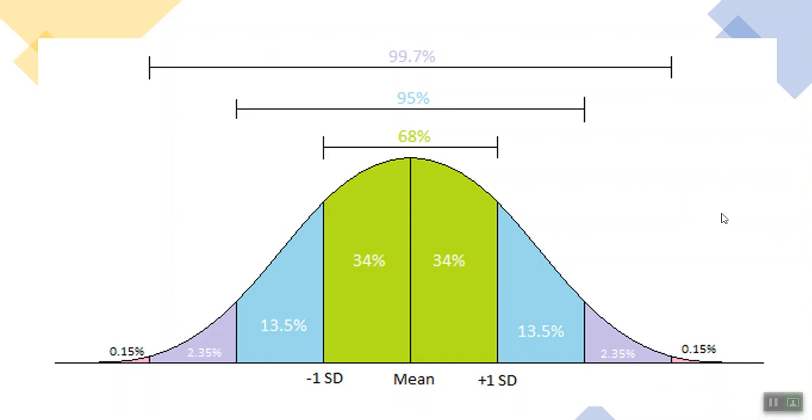And I would just say you need to start memorizing 68, 95, 99.7. 1, 2, and 3 standard deviations above and below the mean. Okay, so convert this bad boy to memory.